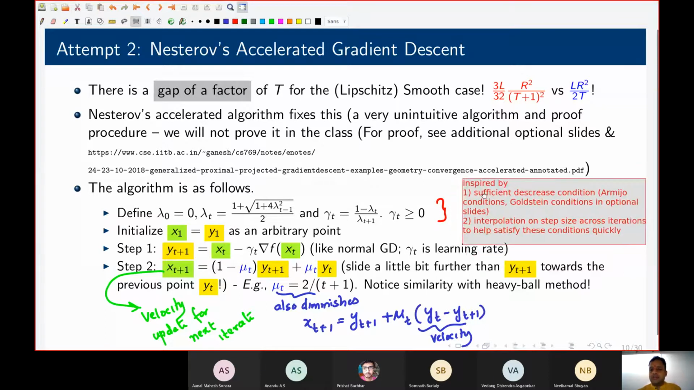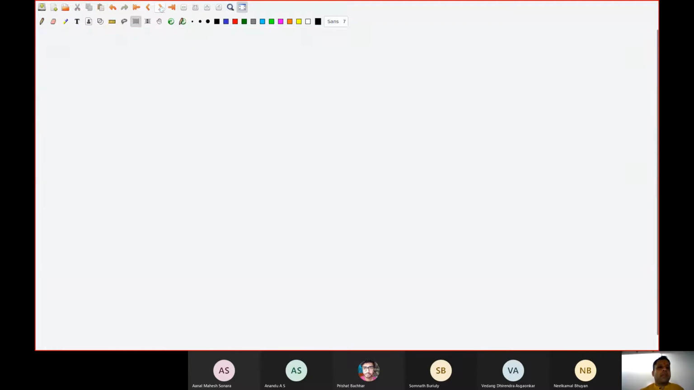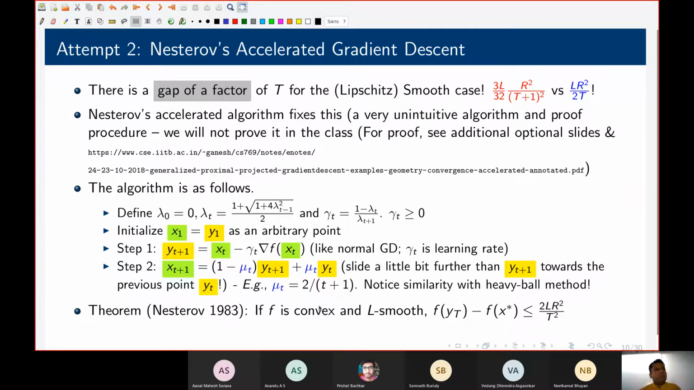Okay, with that, I want to move to the demo. So this was proved basically by Nesterov that if F is convex and Lipschitz smooth, not necessarily strongly convex. Okay, again I am pointing out.